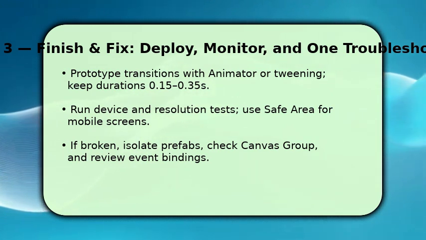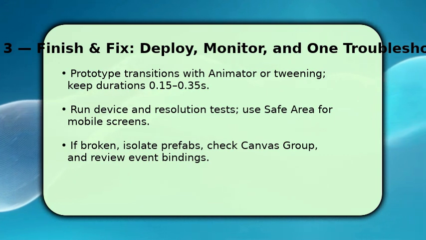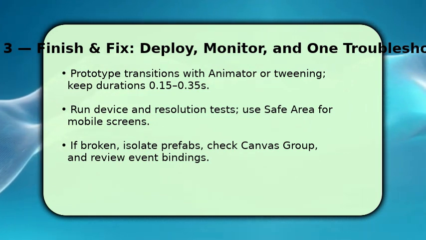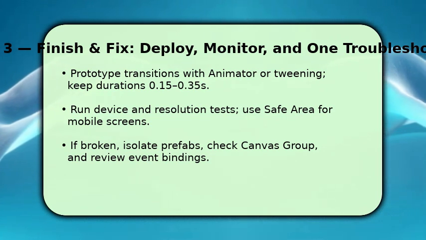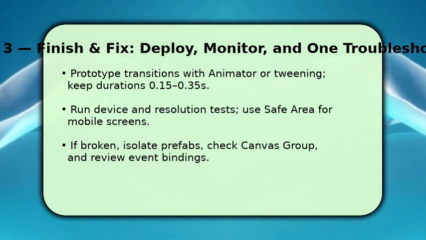If something fails, follow one rule: isolate the prefab in a clean scene, inspect Canvas Group and rect transforms, and validate event bindings. That troubleshooting step quickly reveals common causes: missing event system, disabled Canvas Group, or wrong prefab references, so you can fix the menu in Unity.